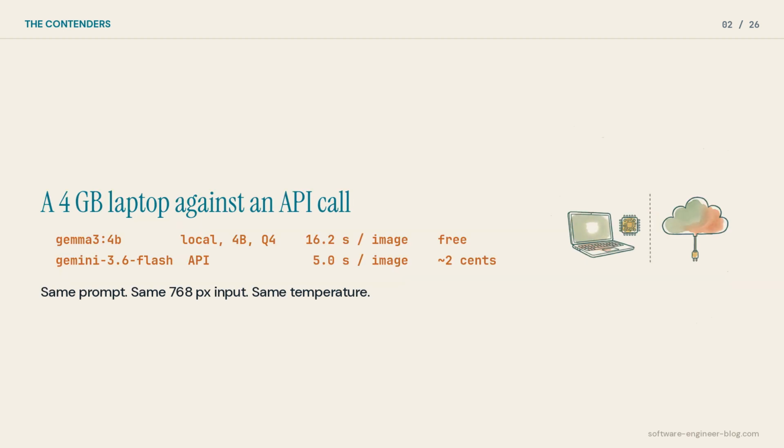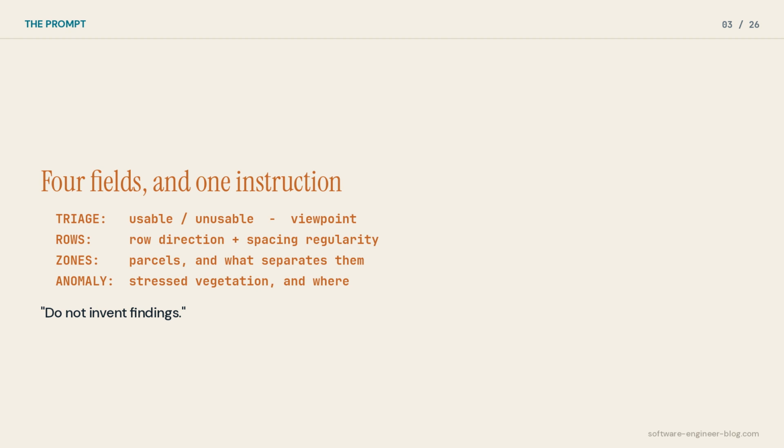On the left, Gemma3 4 billion parameters 4-bit quantized, running entirely offline on a 4 GB laptop GPU, 16 seconds per image. On the right, Gemini-3.6-flash over an API, 5 seconds per image, and about 2 cents for the whole run of 14. The prompt asks for 4 things.